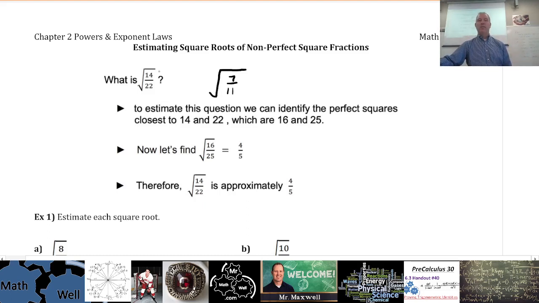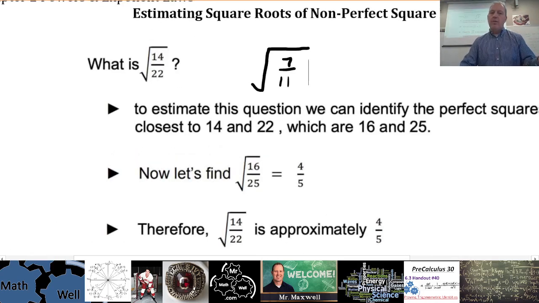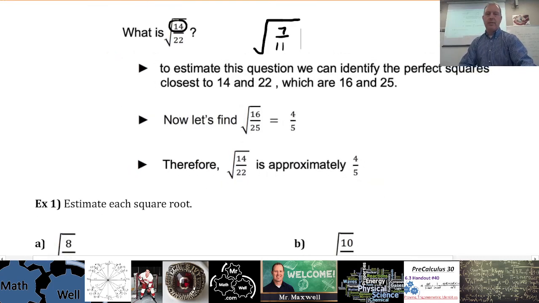But if we think about what are perfect square numbers that are close to these ones, that's again where we use benchmarks. So 14, okay, if we think about 14, I know that 16 is nearby, right? And so is 25 nearby 22. Okay? So if you go up a little bit from 14 and up a little bit from 22, you're probably going to be in good shape to have an approximation, and that's what they did here. So you can do that.